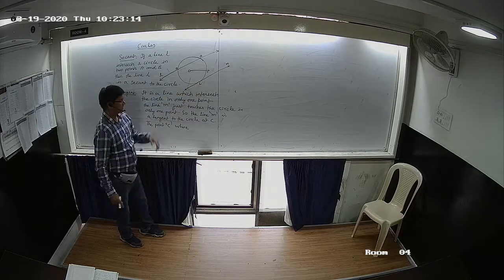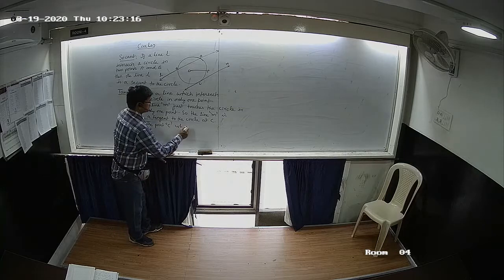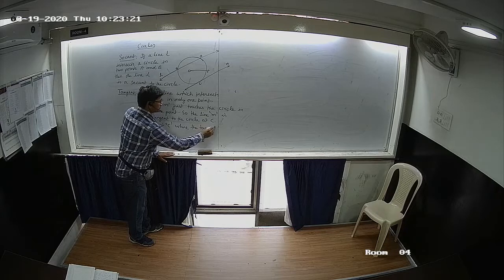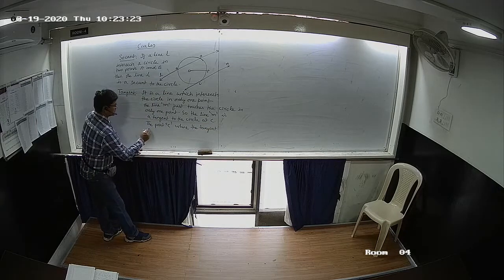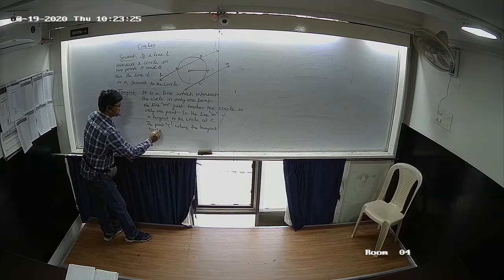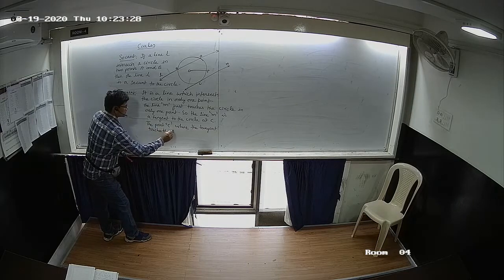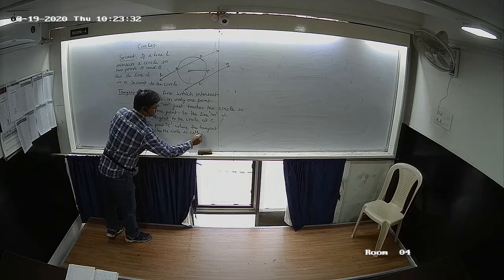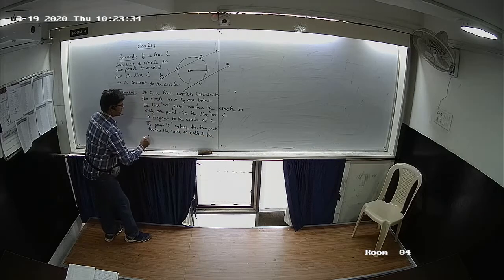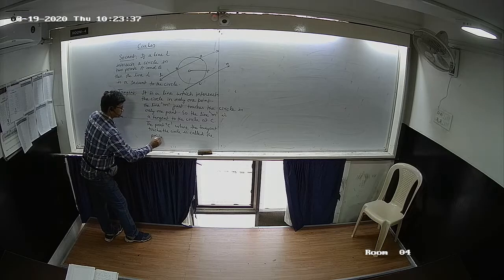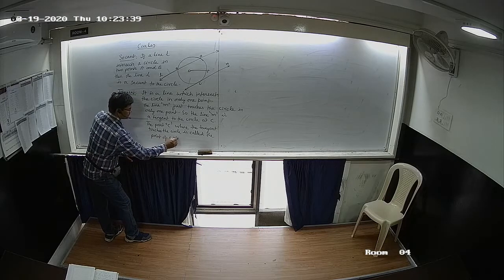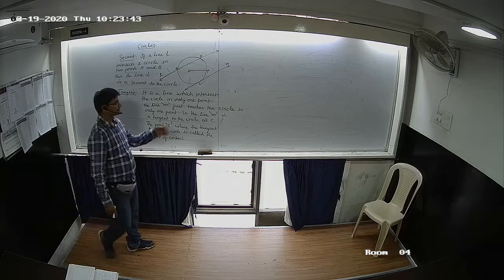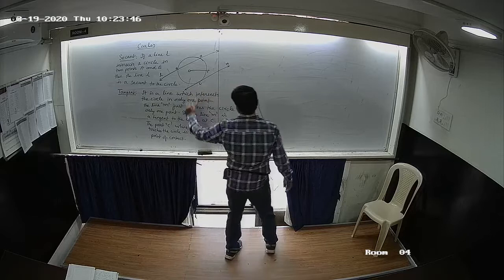The point C where the tangent touches the circle is called the point of contact. The point C is called the point of contact.